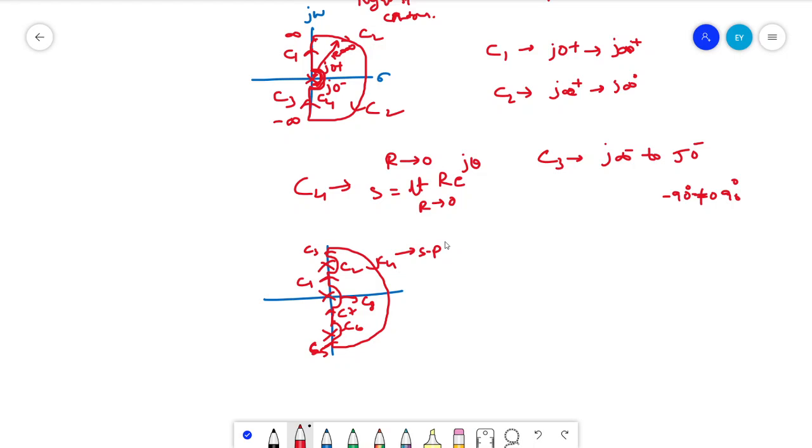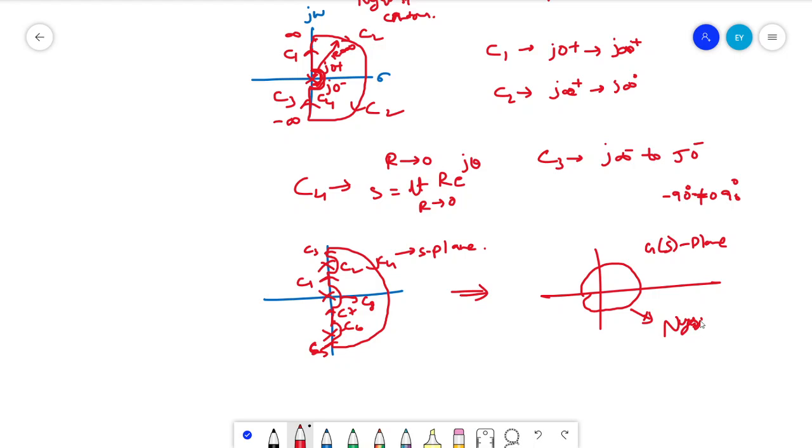Okay, so this is how the contour of g of s in the s-plane looks. By making use of this contour, we'll be mapping this contour and noting the encirclements in the g of s plane. So this is nothing but the Nyquist plot, and this is the Nyquist contour.